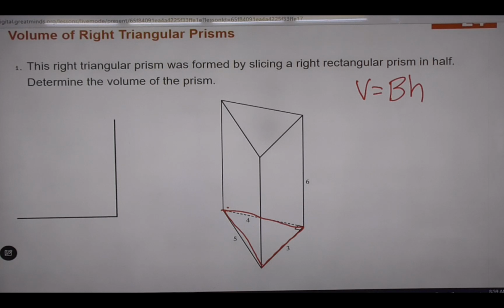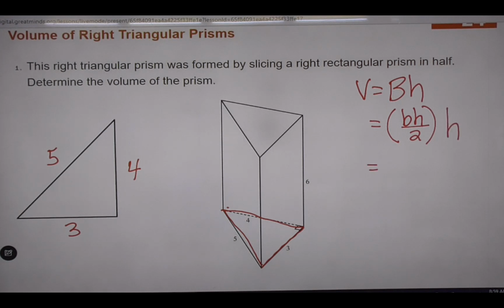It has a right angle, so it has to be a right triangle, so it's going to look like this. We've got a 3 right here, a 4 right here, and a 5 right here. Because this is a triangle, instead of the area of the base for capital B, let's write down the formula for the area of the base. It's a triangle, so it's going to be base times height divided by 2. That's how to find the area of a triangle, right? And then we have to multiply that times the height. So let's plug in some numbers.